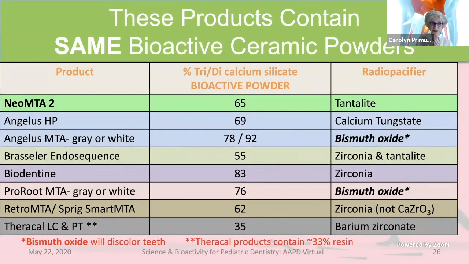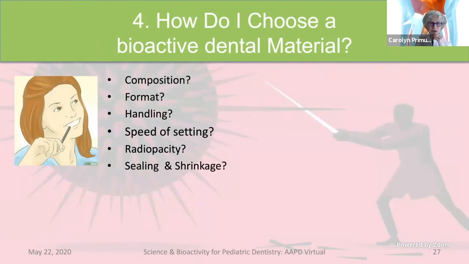And just to reiterate, all of these materials contain the same bioactive ceramic powders, the tri and dicalcium silicate and radiopaque materials. But this leaves you with a myriad of products. How do you choose a bioactive dental material? And I want you to hear about this so you have a context for choosing a bioactive bioceramic dental material, or perhaps you'll use the same principles to choose some new bonding agent or composite material.